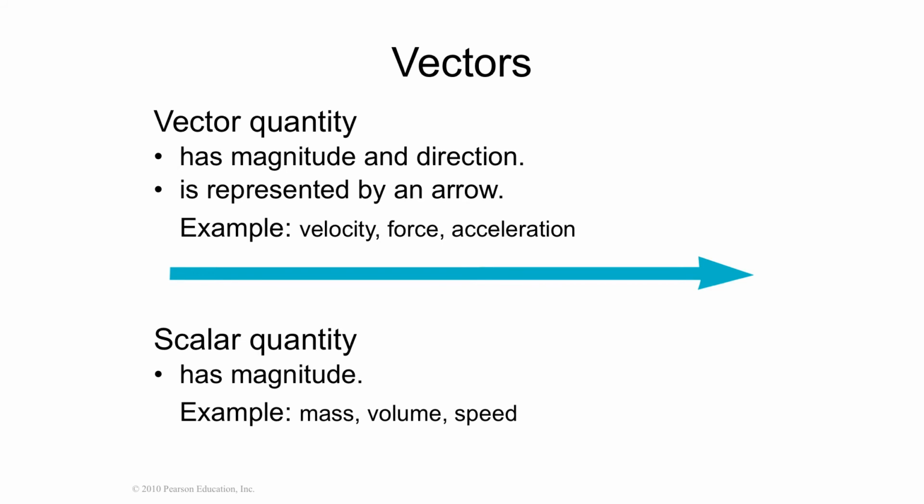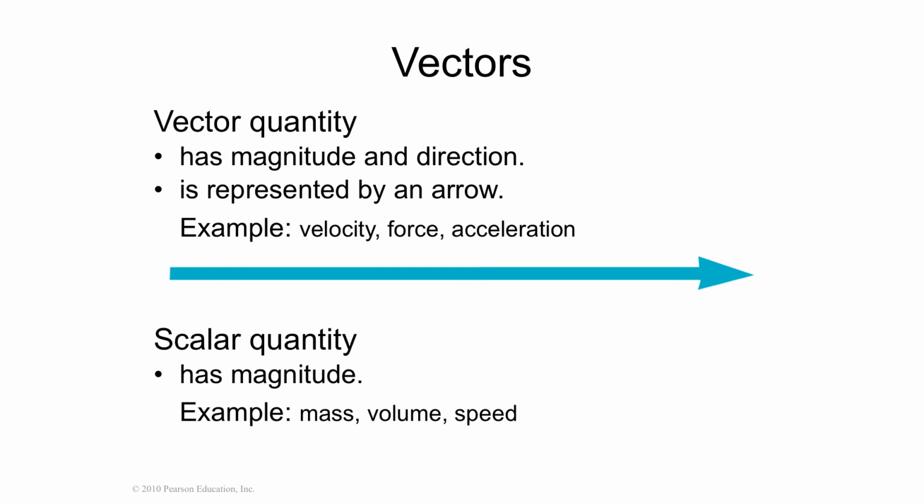Come to the idea of a vector. A vector has 2 parts. A vector has a magnitude. So let's say I'm going 30 miles an hour. That's a magnitude. That's how much I'm going. And it also has a direction. So if you have a velocity, for instance, which is a vector quantity, you can go 30 miles an hour east.